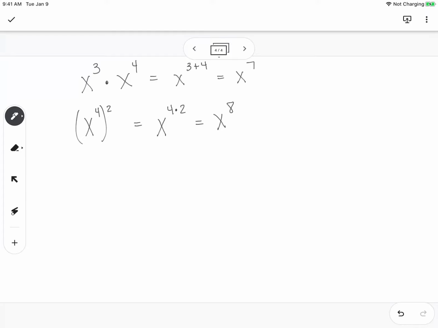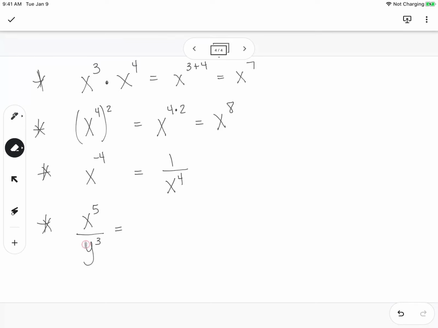You've got the product rule, you have your power rule, and another one is if you have negative exponents. Can't have negative exponents, so we move them to the bottom. So make sure you know these rules. These come from last year. And we have a quotient rule. And the quotient rule means you're going to, whoops, might help if I use the same letter here. Means you're going to subtract your exponents. So these are all things that you should have talked about last year.